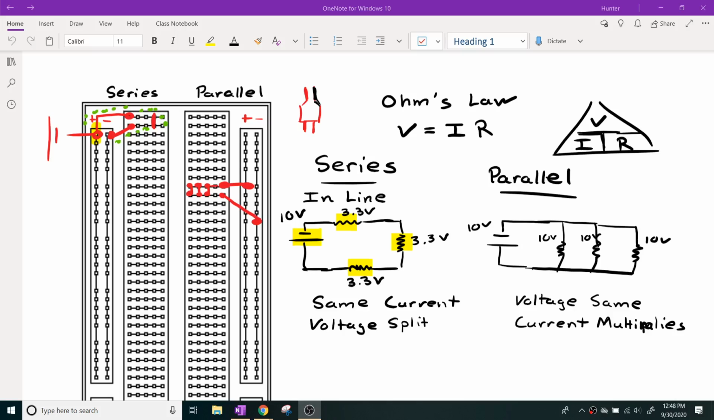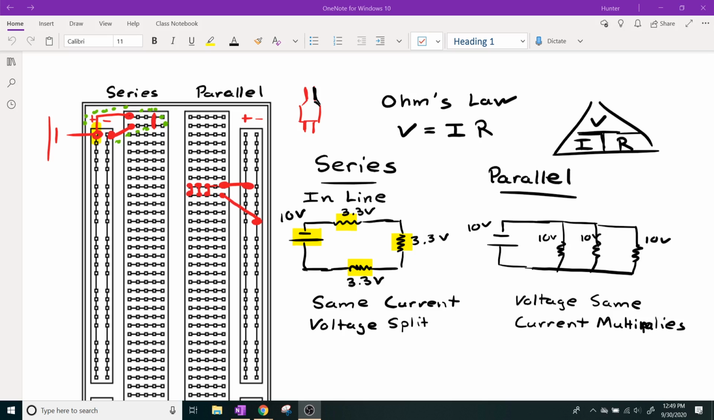Okay, principles of engineering, kids. What we're going to be doing today is I'm going to show you a little bit on the breadboard how to create a series and a parallel circuit. You're going to see a couple of diagrams that are going to be important to us later.